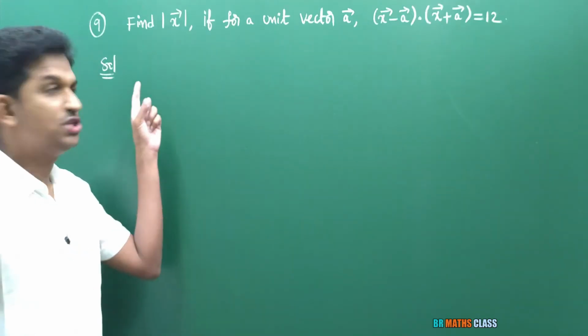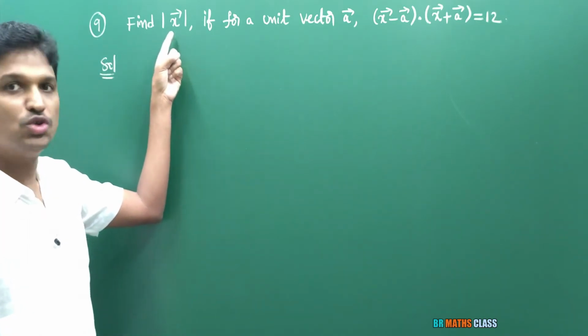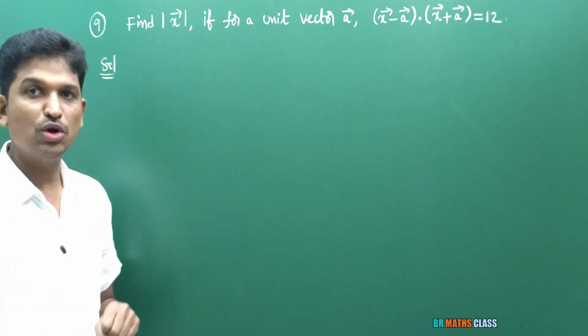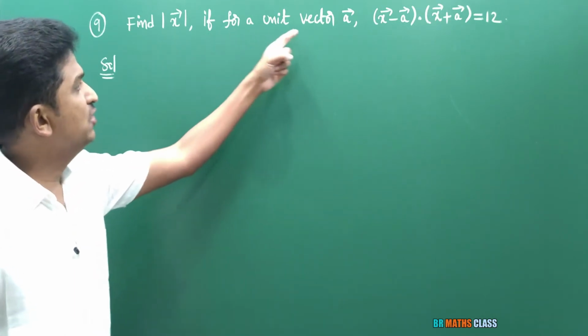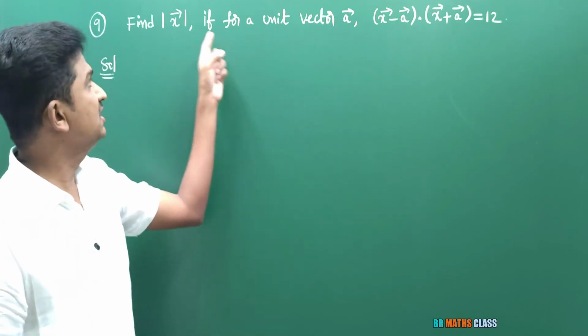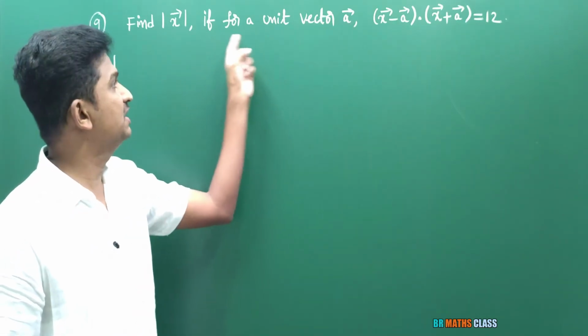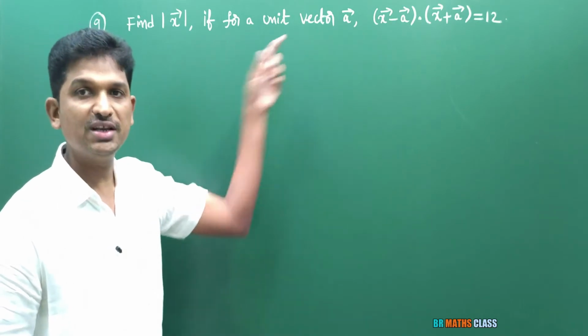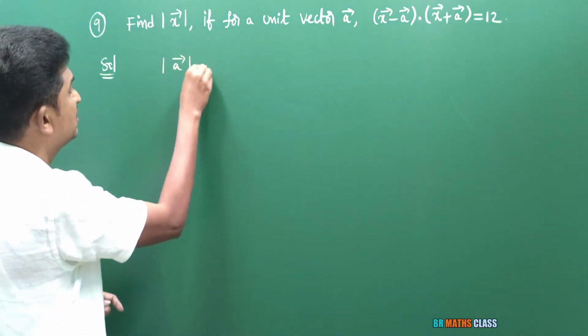Observe question number 9. What are they asking? Find the magnitude of x bar. In the beginning itself they have given what is to be calculated: the magnitude of x bar. If for a unit vector a bar, that means this statement tells you that a bar is a unit vector. If a bar is a unit vector, you know that its magnitude is 1.